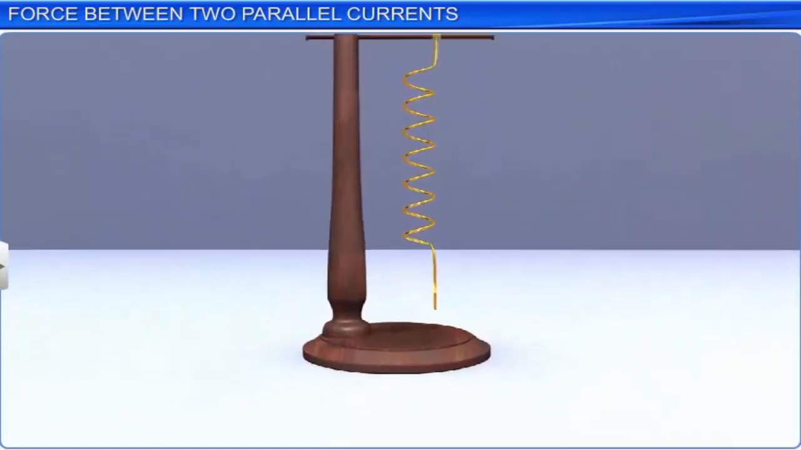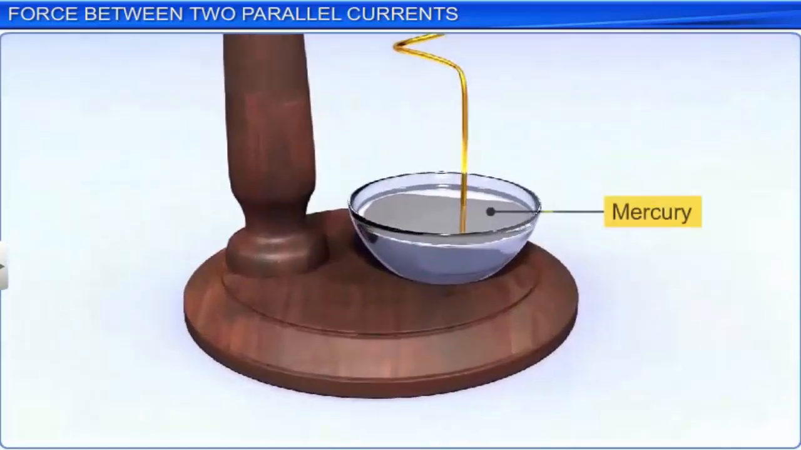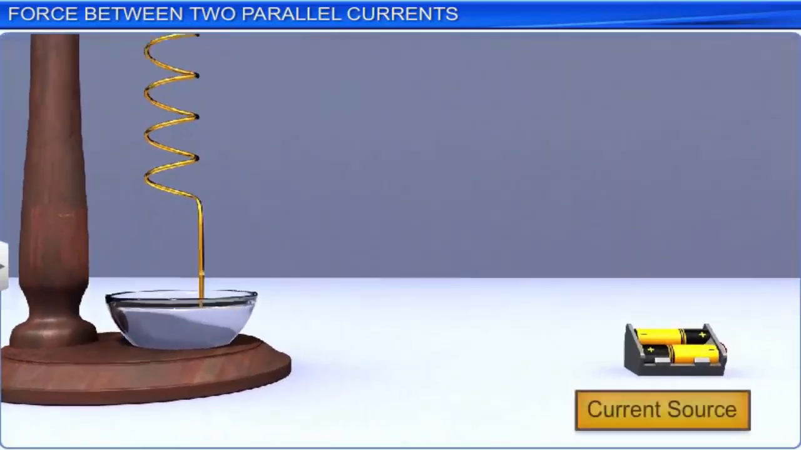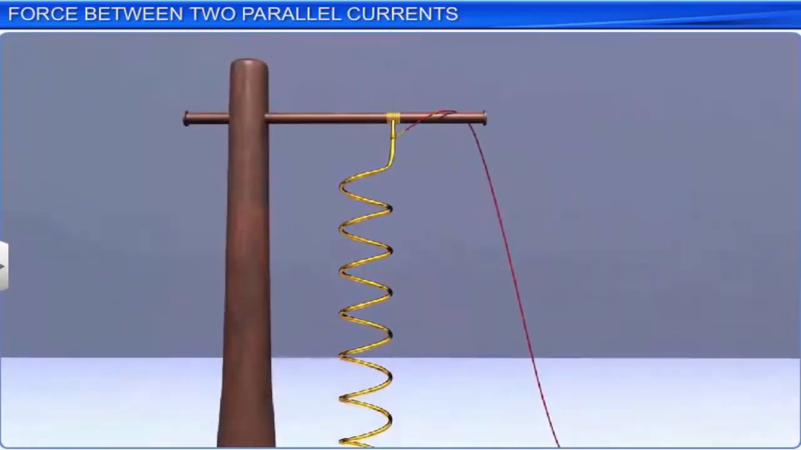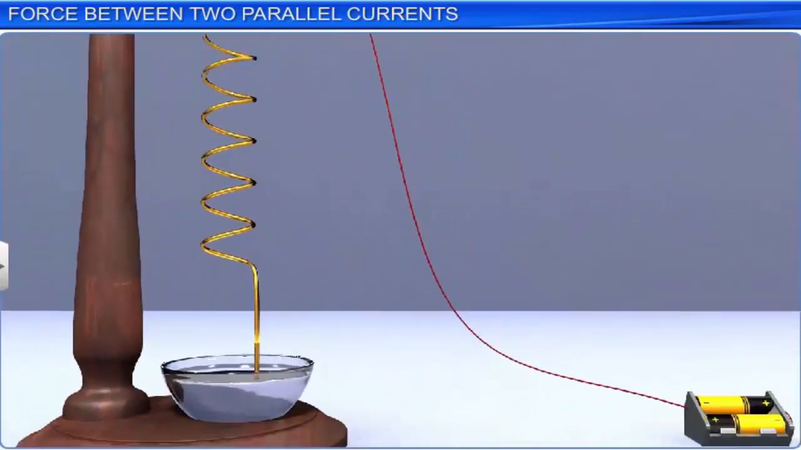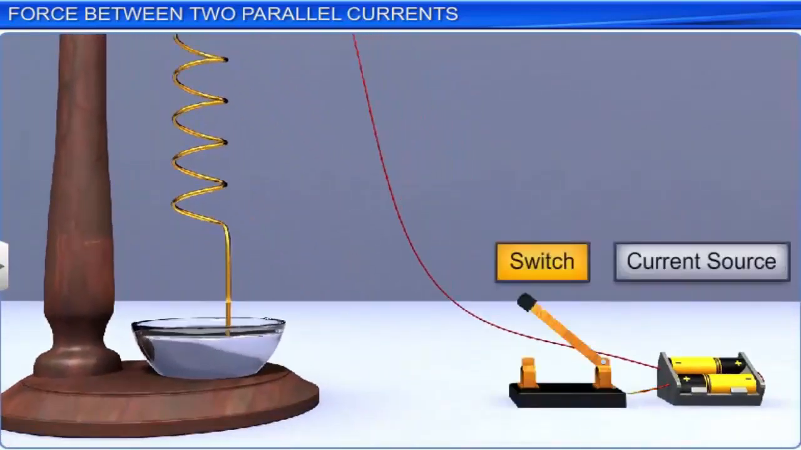Take some mercury in a bowl and place it exactly below the suspended spring in such a way that the lower end of the spring is just in contact with the surface of the mercury. Take a DC current source, connect one of the terminals to the top of the spring, and the other terminal is connected to a switch. And then it is dipped in the mercury taken in the bowl, so that the circuit gets closed.